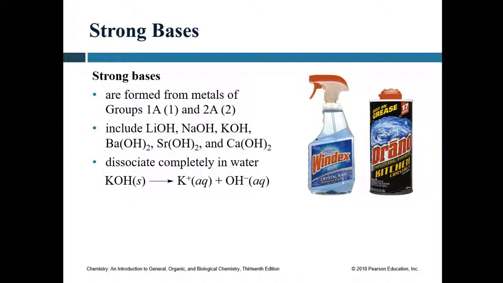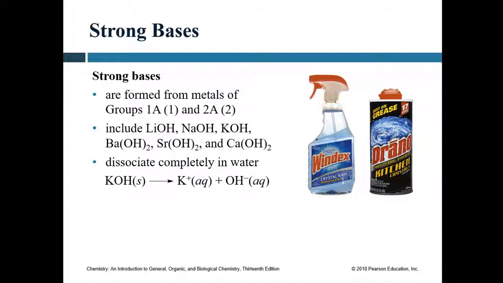Now let's talk about strong bases. Strong bases are formed from metals of groups 1A and 2A. So if you look at a periodic table at the first column and the second column, and you put an OH, as in a hydroxide, at the end, those are your strong bases. Lithium, sodium, and potassium are all in that first column, the alkali metals, and you put the OH with them, that makes them strong bases. Now in the second family, the alkaline earth metals, if we put OH with them, barium, strontium, and calcium, in other words, all of them but magnesium, they also are considered strong bases.